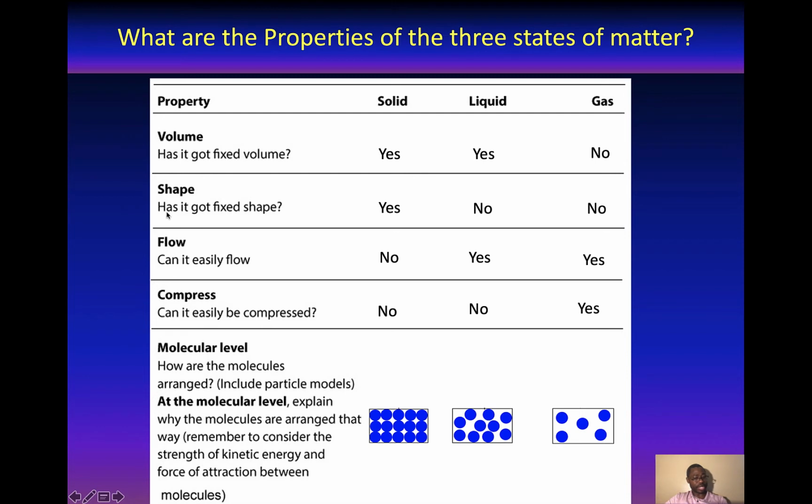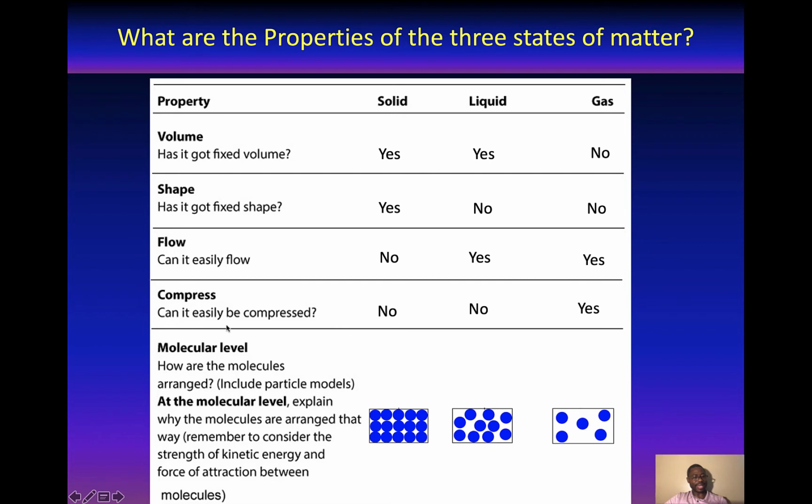Now, has it got a fixed shape? Solids do have a fixed shape generally, though we have exceptions. Liquids do not have a fixed shape. Usually liquids take the shape of their container. Gases also do not have a fixed shape. They take the shape of their container. Just imagine blowing air into a balloon. The air molecules take the shape of the balloon in this case. Flow, can it easily flow? Solids, no. Liquids, yes. And then gases, yes.